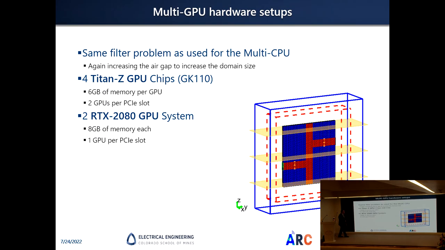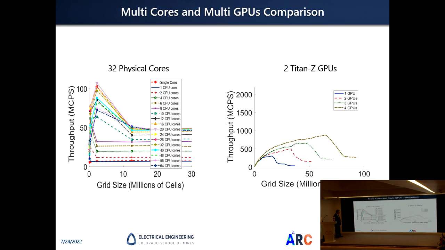And using GPU, this is what I showed you before. Using one GPU, two GPU, three GPU, four GPU, basically with the parallel processing toolbox, you can be here about 700 million cells per second relative to 10 million cells per second execution on a CPU.